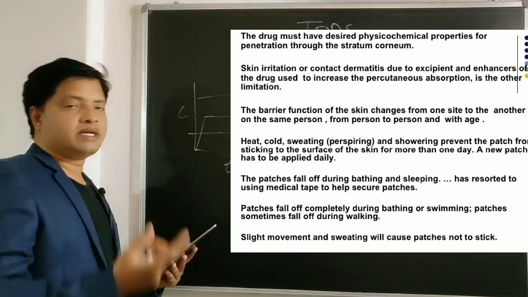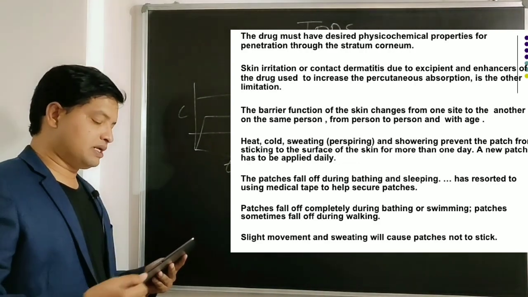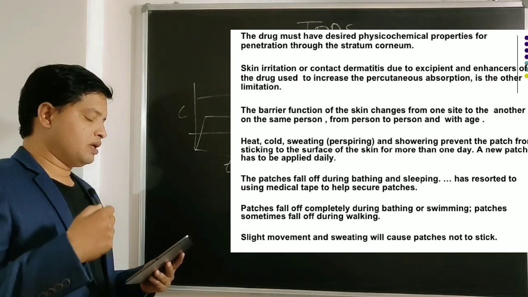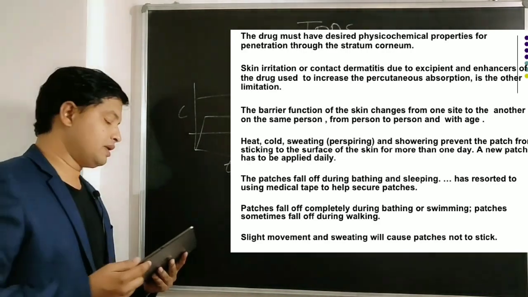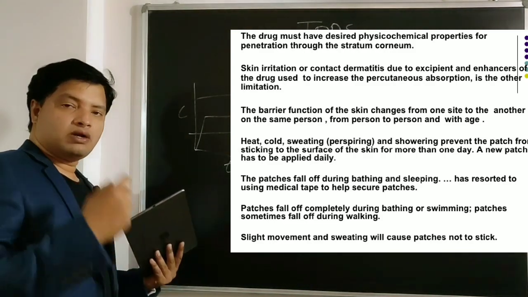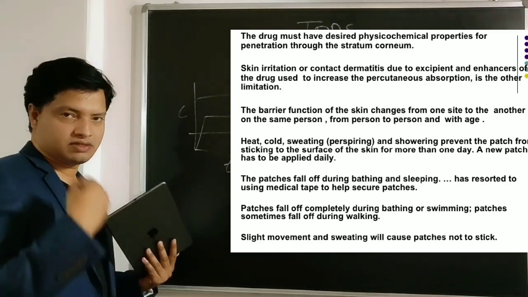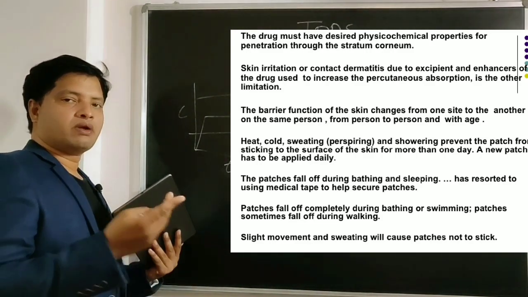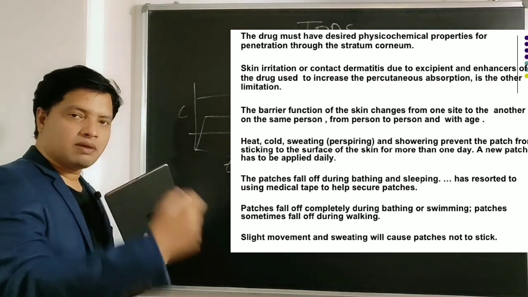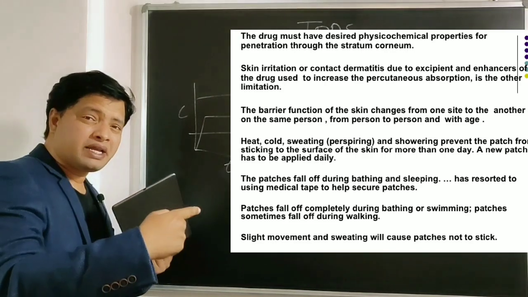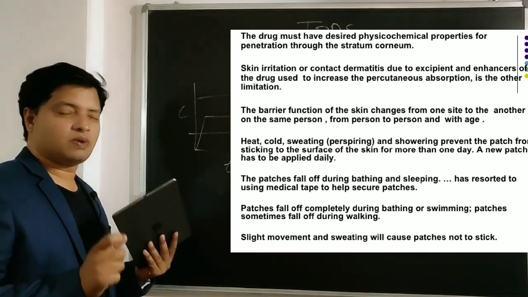Then we have skin irritation and contact dermatitis due to the excipients and enhancers used to increase the percutaneous absorption, which is another limitation. So what this point is saying, we are using some excipients which will enhance drug permeation, we call them drug permeation enhancers. Through the skin the drug can't permeate. If it is not permeating, we use some permeation enhancers. These permeation enhancers will cause skin irritation and dermatitis. So that is one problem.